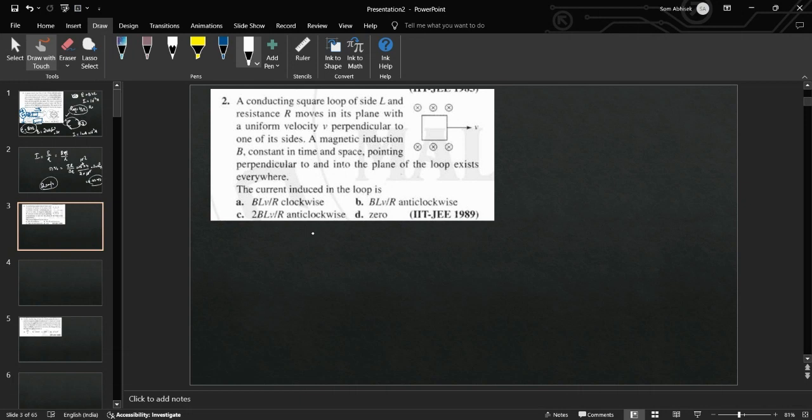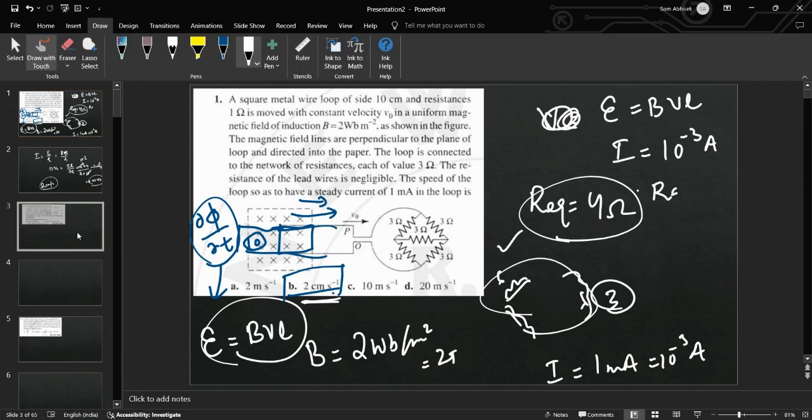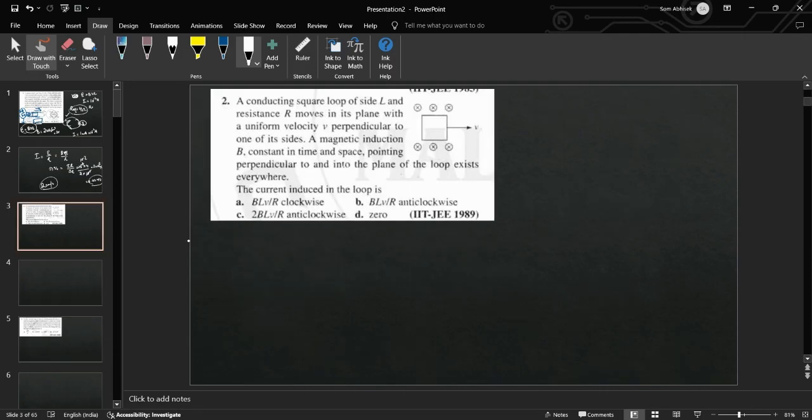So this is the question. Please first try and let me know what the answer is. After that we'll do it. These are JEE Advanced questions. These are old, from 1989. Questions are a lot tougher now, but we'll slowly move into the modern era.